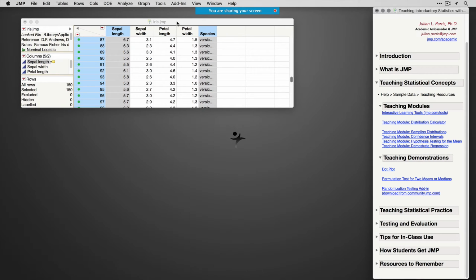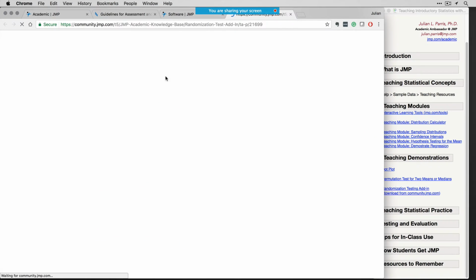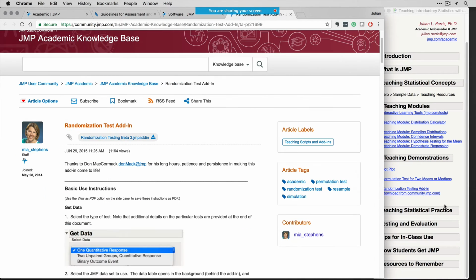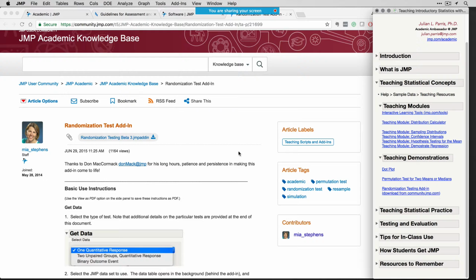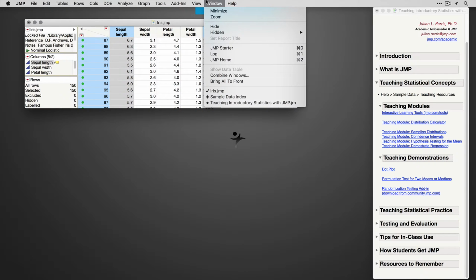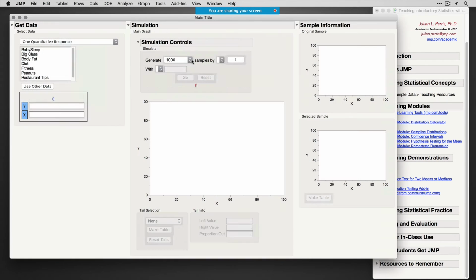Now, permutation testing is actually made very obvious. The resampling demo is a pretty basic one, but it becomes very obvious if we use this randomization testing add-in that one of our colleagues at JMP created. If you go to the JMP user community, community.jmp.com, you can search for this randomization test add-in. I'm just going to show this to you briefly, but this is a great additional tool if you like teaching with randomization testing. So I'll go down here, randomization testing.